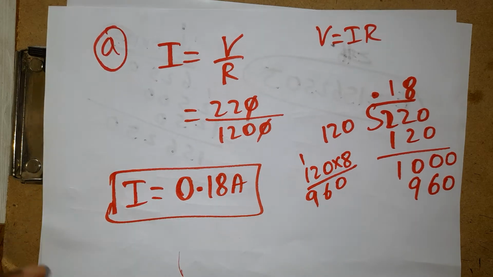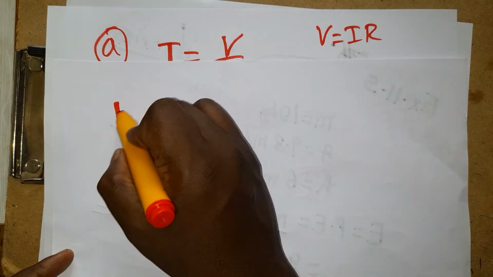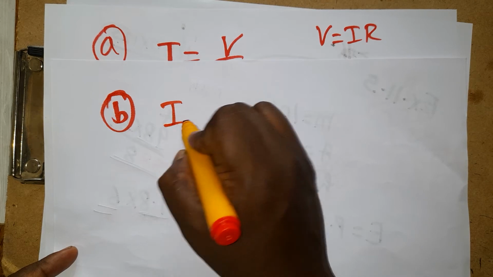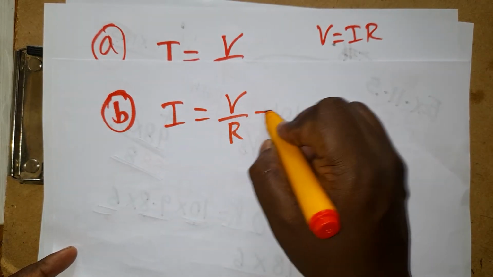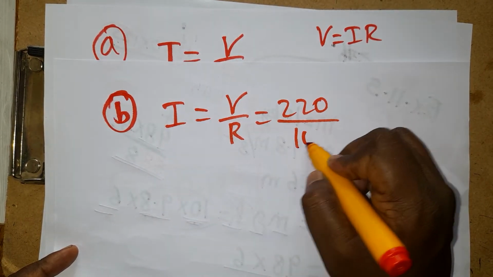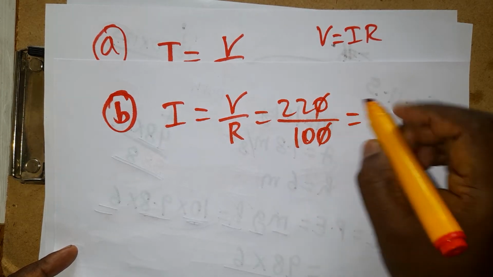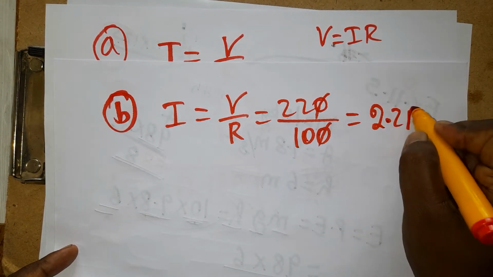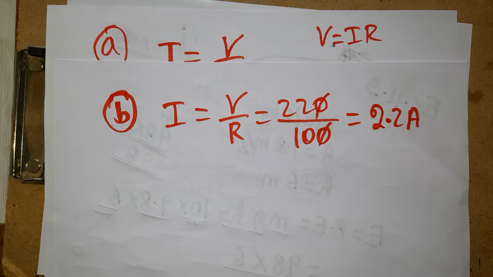Second condition, same. Right now we are in the third problem. Current is V by R. V is how much? 220. R is how much? 100. Cancel, cancel. 22 divided by 10, 2.2 ampere. Then I am going to do the fourth problem.